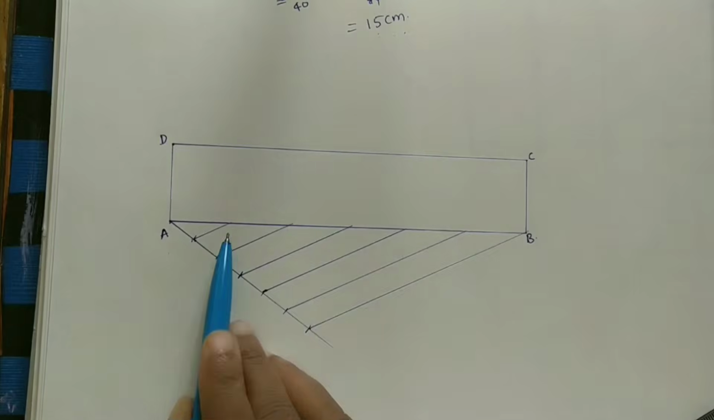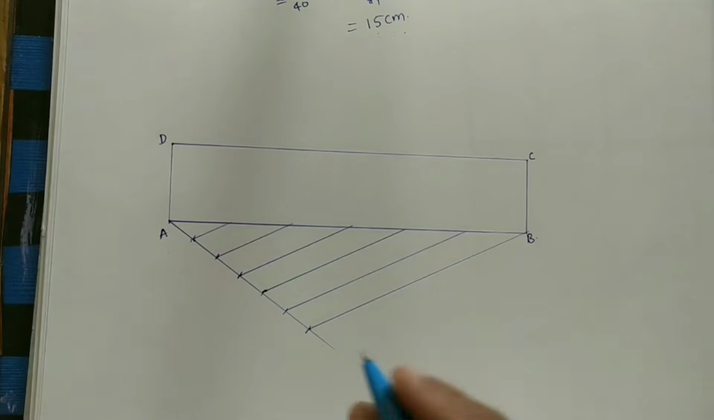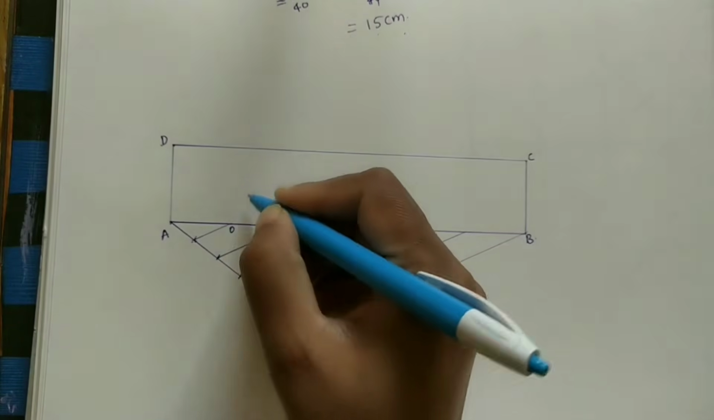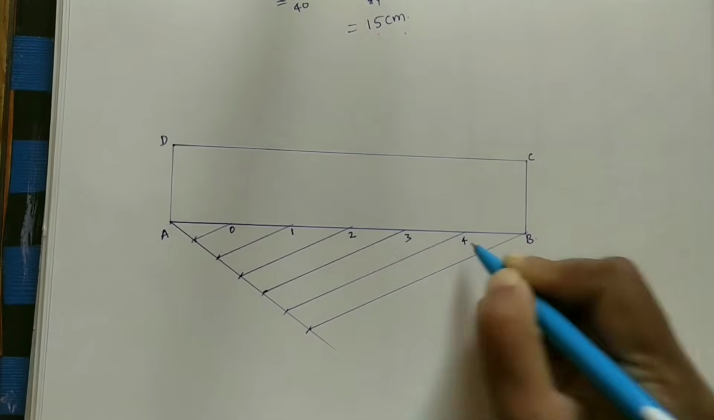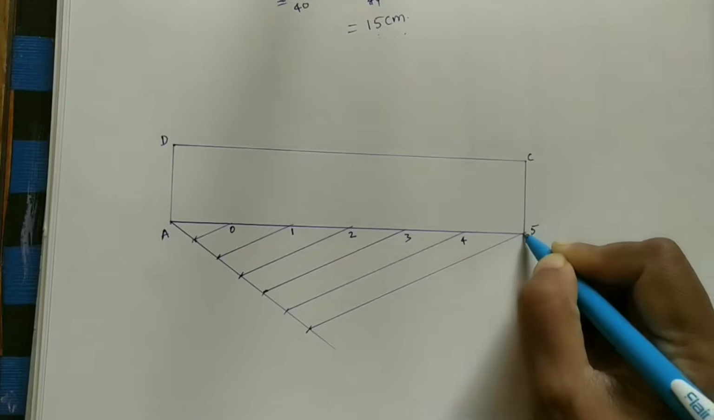So here we got the intersection points. Mark the names for it. I am giving initially 0. Mark outside the scale 0, 1, 2, 3, 4. Okay, this is fifth one. Okay, at the B point.